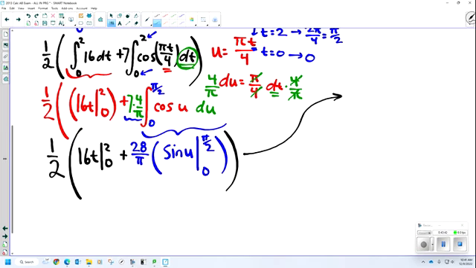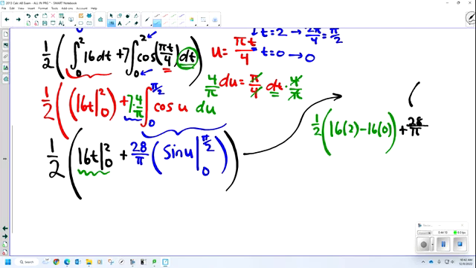So we have 1/2 times, let's do this one first. It's 16, and I'm going to put a 2 in, minus 16 times 0. Okay, I've got to add that. Oh boy, I've got to add that. Oh, we're going to run out of space. To 28 over pi times the sine of pi over 2 minus the sine of 0. This all goes right here.